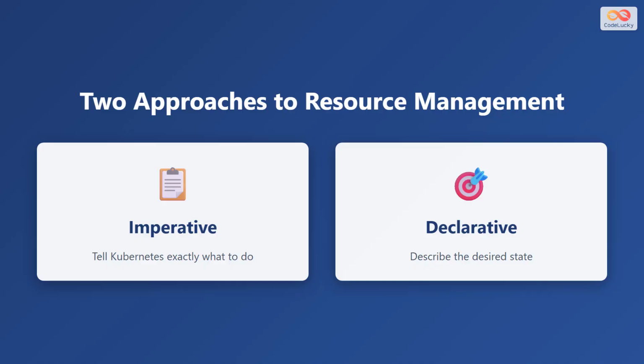In Kubernetes, there are two fundamental approaches to managing resources. The imperative approach means you tell Kubernetes exactly what to do, step by step. The declarative approach means you describe the desired state, and Kubernetes figures out how to achieve it. Think of imperative as giving specific instructions, while declarative is like setting a goal and letting the system work out the details.